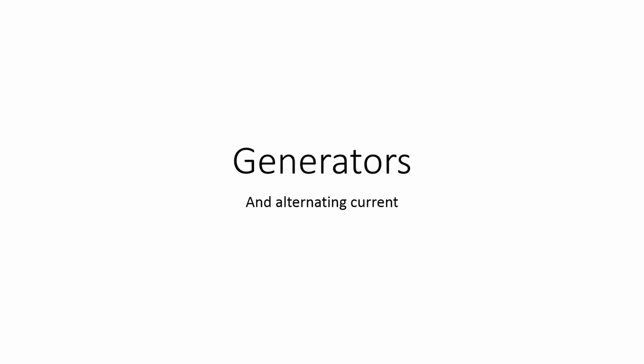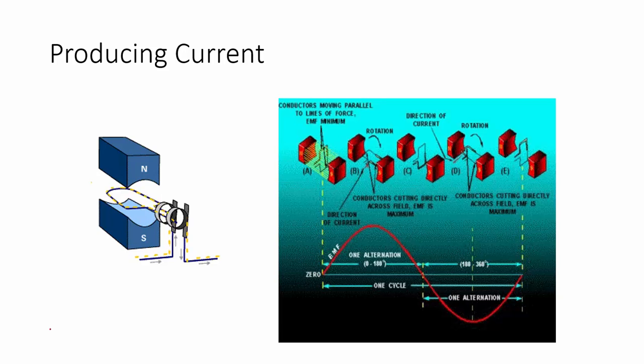In this unit, we're going to take a look at alternating current and how it's produced by generators. Now, we've looked at DC current, direct current, which means that it doesn't change with time. The current is always in the same direction and it's not varying. Generators don't produce a direct current. They produce an alternating current.